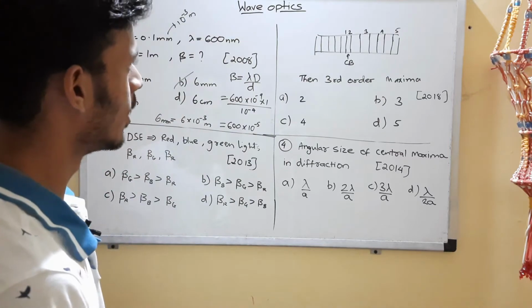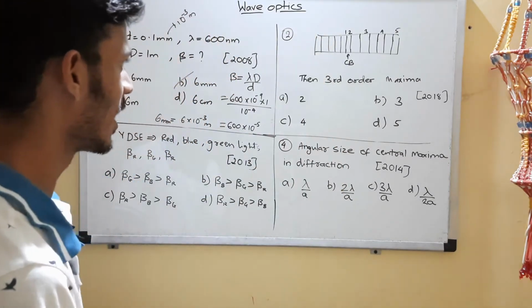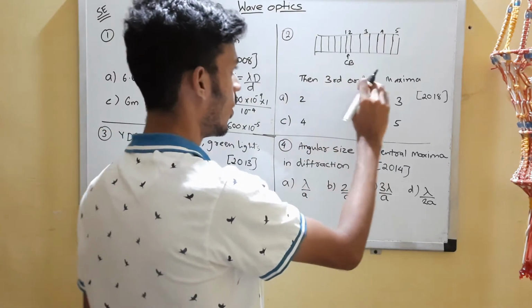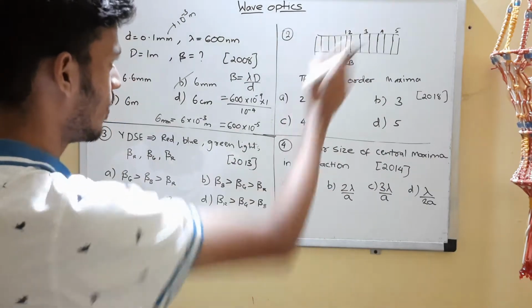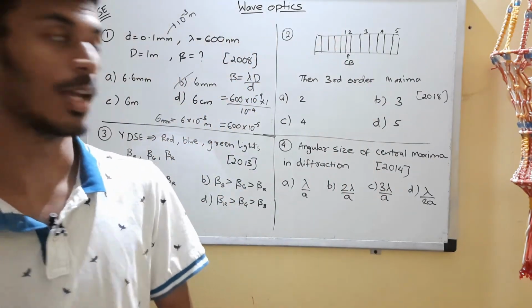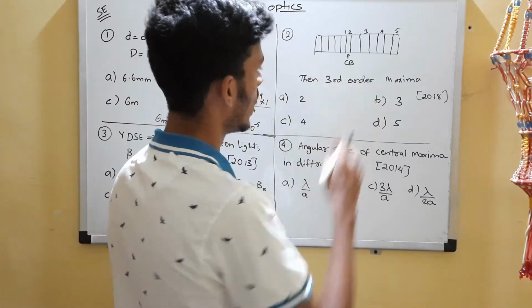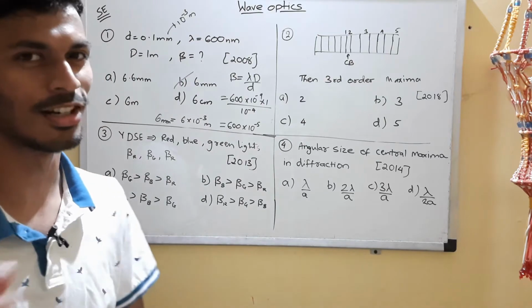Now here is a question. This is question 2 from 2018. Here you are supposed to find the third order maxima. In this diagram, you are given different fringes and they are labeled. The second fringe is given as central bright, and from there you are supposed to find where is the third order maxima. So basically the third bright spot.